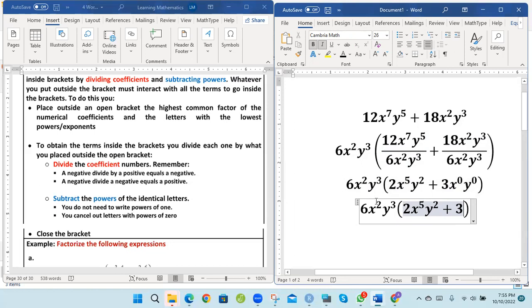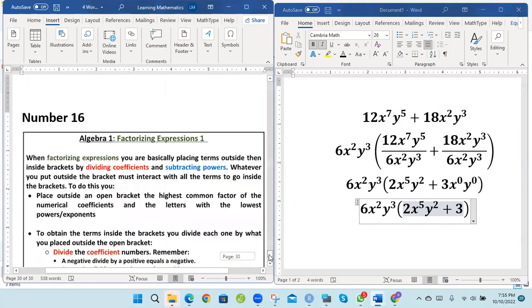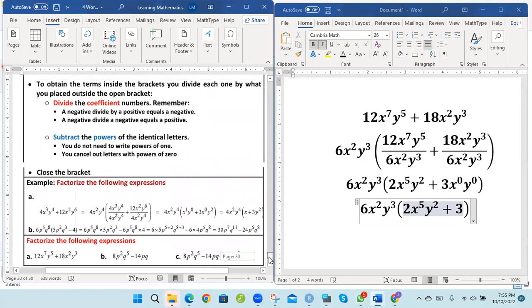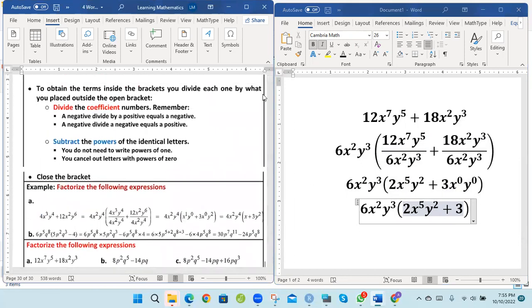And if you have to multiply this out, 6 3s are 18, and you're going to get your x cubed y, your x squared y cubed. So that's how you can factorize. They call that factorization. Okay, we call this factorization of expression 1. The reverse of expansion. You divide and subtract powers. Place into brackets.